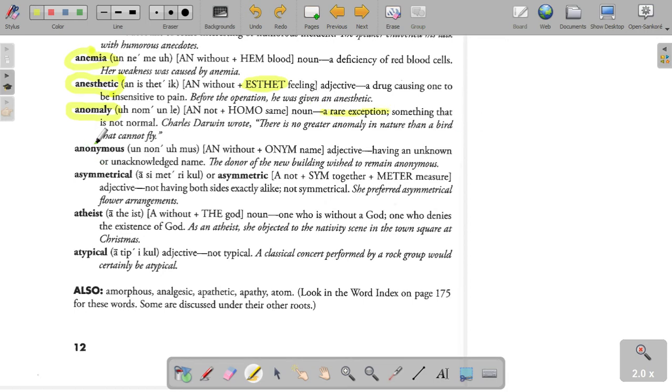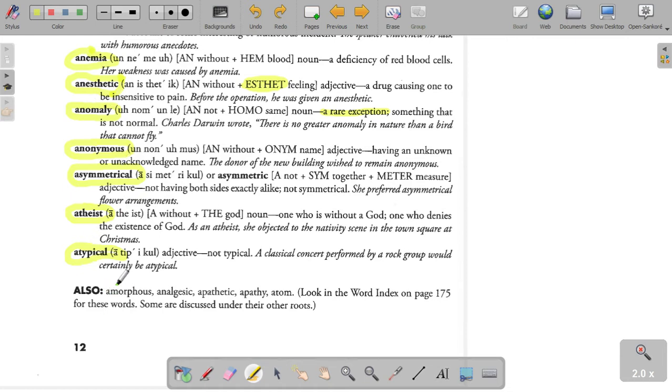And then we have anonymous. Something that's anonymous is something that you cannot tell who it's from, literally without a name. And then, of course, asymmetrical means not symmetrical in some way. Atheist, we talked about, someone who believes that there is no God. And then atypical means not typical of something. So anomalous and atypical are very familiar.